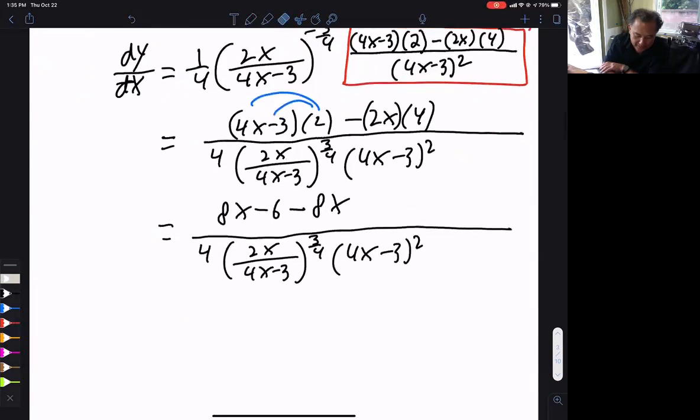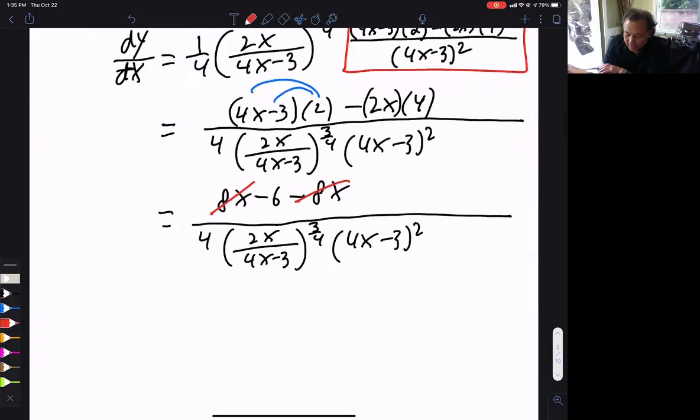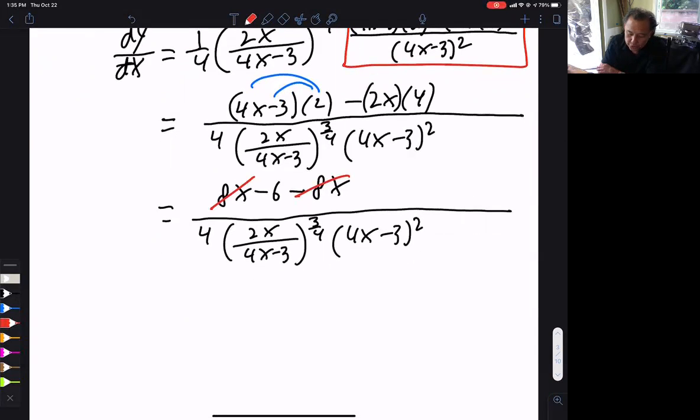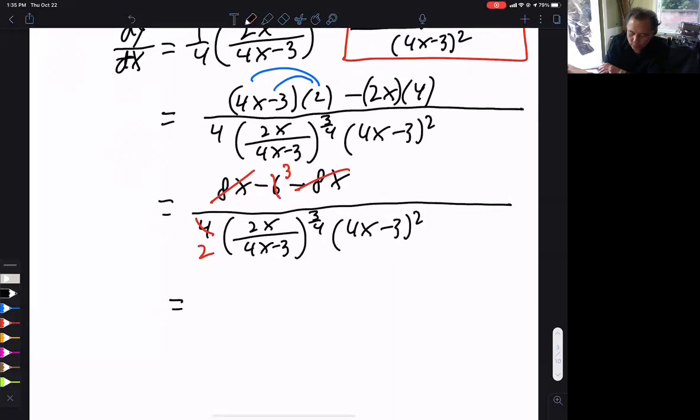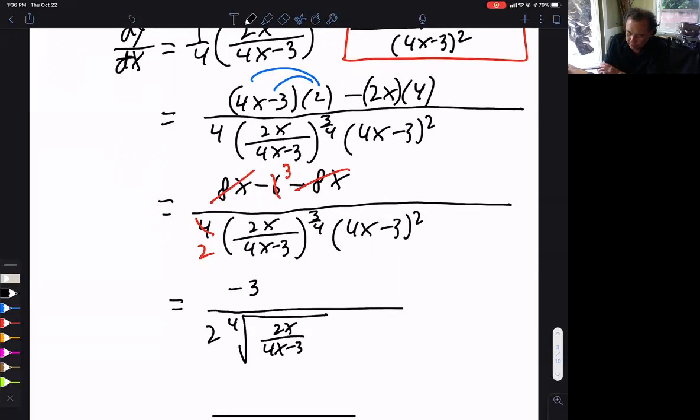All right, so cancel the 8x's out. And the 6 and the 2, or the 4: 2 goes into 6 3 times, and 2 goes into 4 twice. We can rewrite this if we wanted to, but I don't feel like it. So I can make this back to a fourth root, and that whole thing's being cubed. And we still have a 4x minus 3 squared.